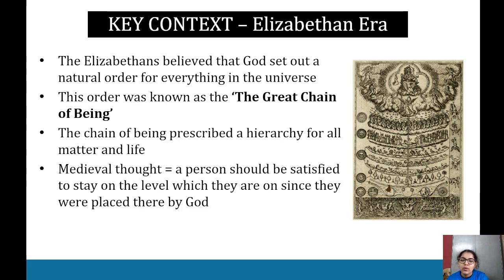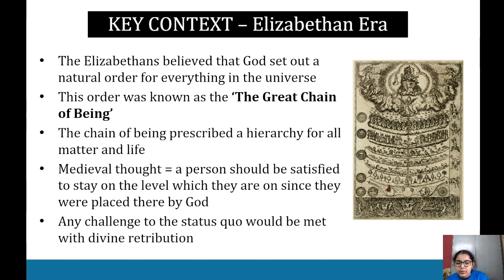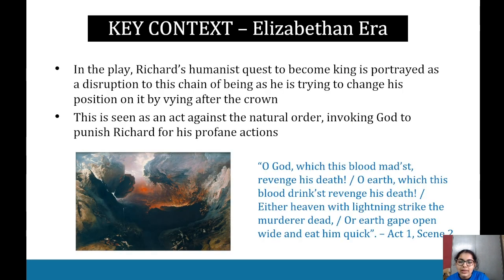It's a medieval thought. Medieval thought was that a person should be satisfied to stay on the level that they have been placed on by God. Anyone who challenges the status quo would be met with divine retribution. That is what the Great Chain of Being says.